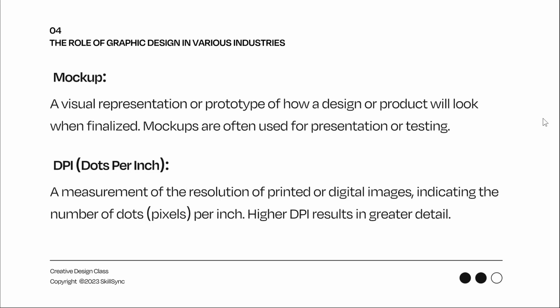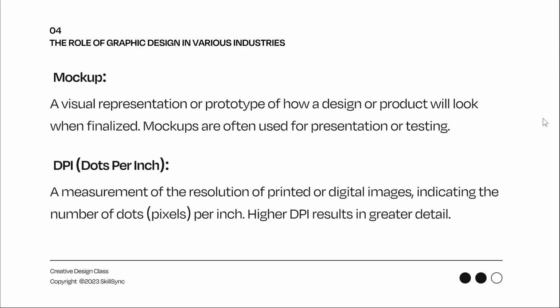Now let's talk about mockup. A mockup is like when I create a logo, when I create a label design for a fruit juice company. After creating the design, I have to put the design on a bottle so that the customer or the client will know how it looks after printing or after using it.